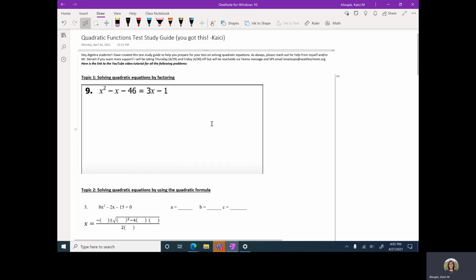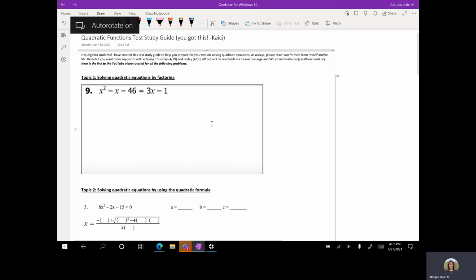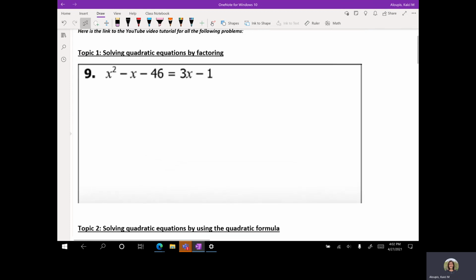Topic 1 is solving quadratic equations by factoring. The first thing we need to do when solving a quadratic equation is set the expression equal to 0. Right now we don't have that. It's equal to 3x minus 1. So we need to get this whole equation equal to 0. We need to move some things around.